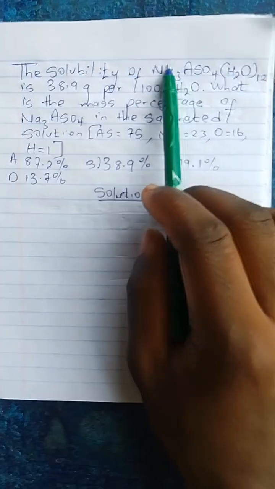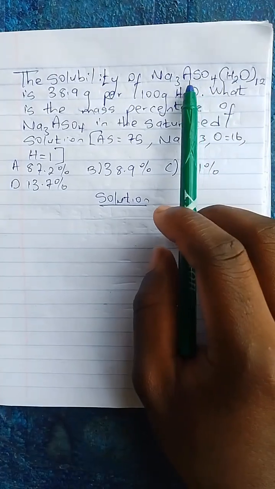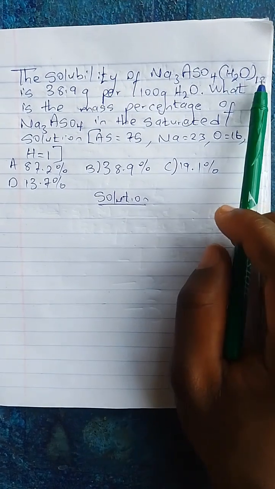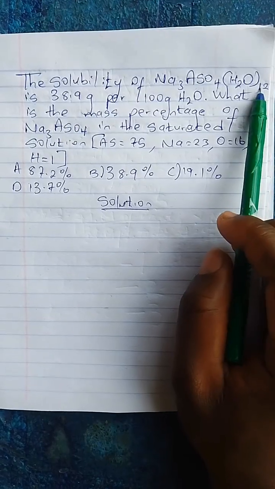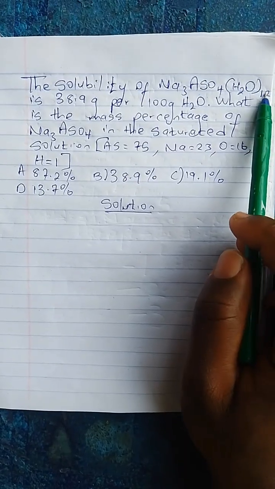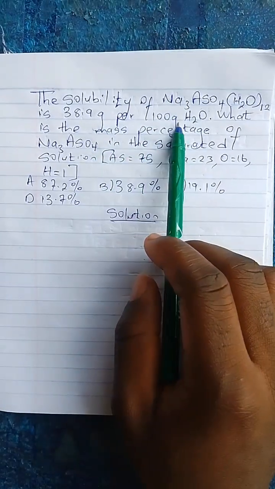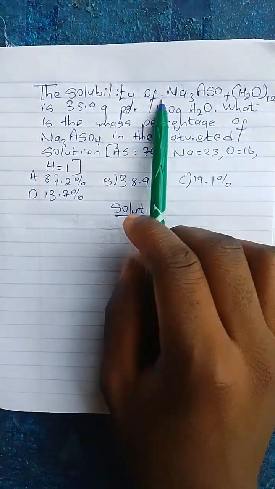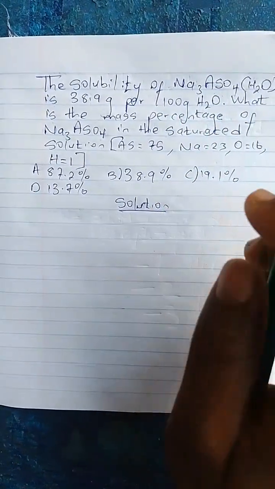The solubility of sodium arsenate dodecahydrate means that sodium arsenate has already been dissolved in water to form a compound we know as sodium arsenate dodecahydrate. This 12 makes it dodeca, because deca is 10, do is like 2, so when we have dodeca, we have 12. Hydrate is the water. It is 38.9 grams per 100 gram. This 100 gram, we're not going to make use of it in the question. It is just saying what is dissolved in 100 gram of water, which is the solubility.